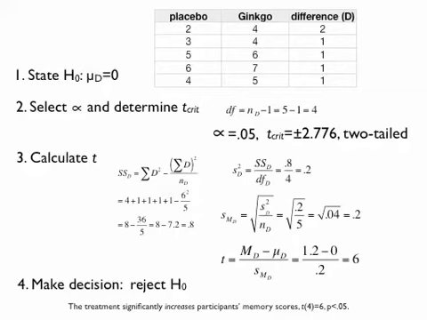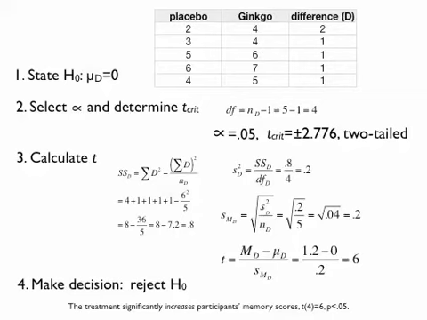Step 2, select alpha and determine the critical value for t. Well, to determine the critical value, we will need the degrees of freedom. That's the number of, remember, it's the number of difference scores. We're not testing the total number of scores that we have. We're testing the number of difference scores, which is equal to the number of participants we have, which is 5. So 5 minus 1 is 4, and those are the degrees of freedom that we'll use in the t-table to look up our critical value.